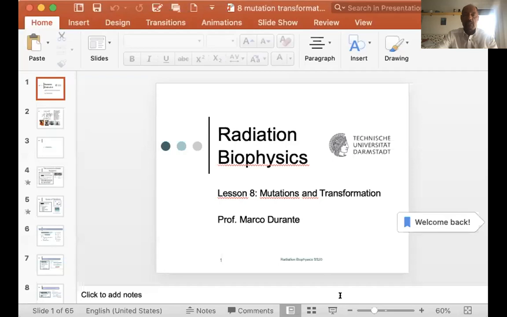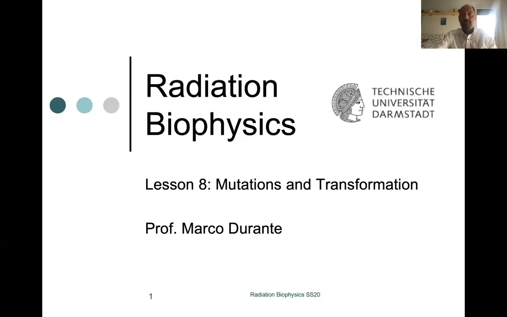So in the lecture today, we will now move to mutation and transformation. Last time we were still at the cellular level. Of course, we will see later cancer as a stochastic effect of radiation in humans. But at the moment, in this lecture, we stay at the cellular level and we see mutations and neoplastic transformation, which is, let's say, the cellular equivalent of cancer in organisms.